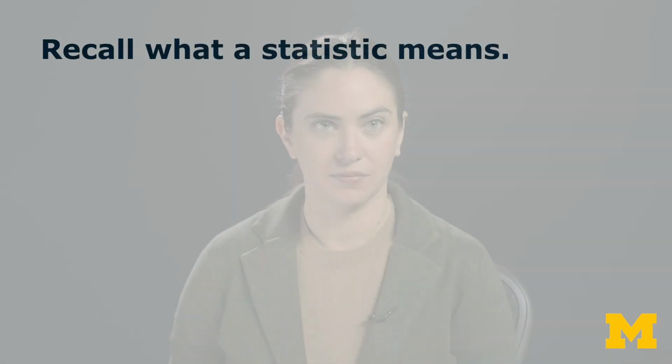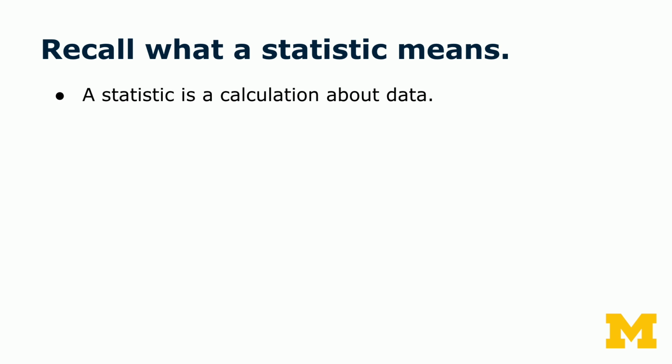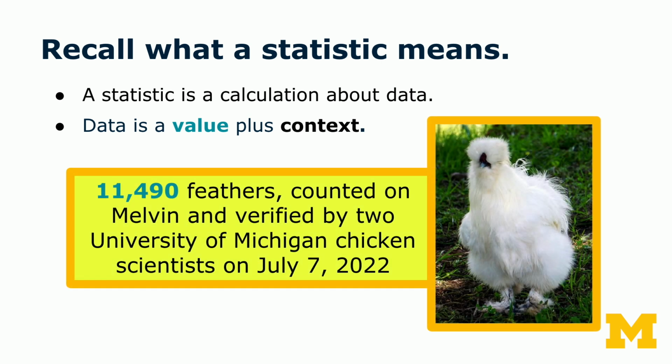Let's recall what a statistic means. A statistic is a calculation about data, and data is a value plus context. So remember when we were counting Melvin's feathers back in week 1? We counted that he had 11,490, which is a value, but everything else is context, right?